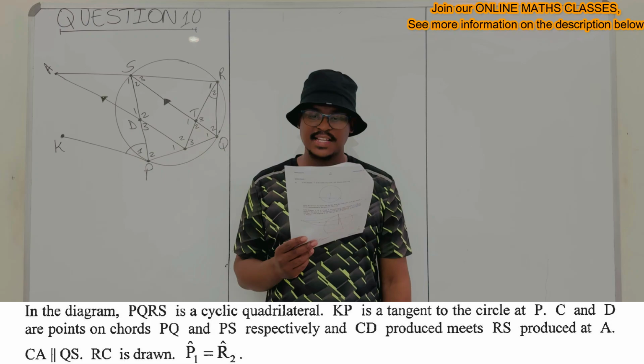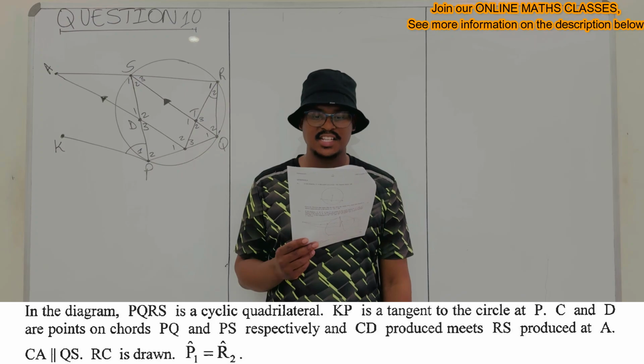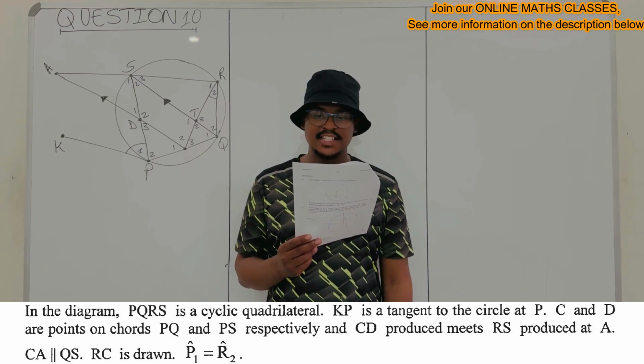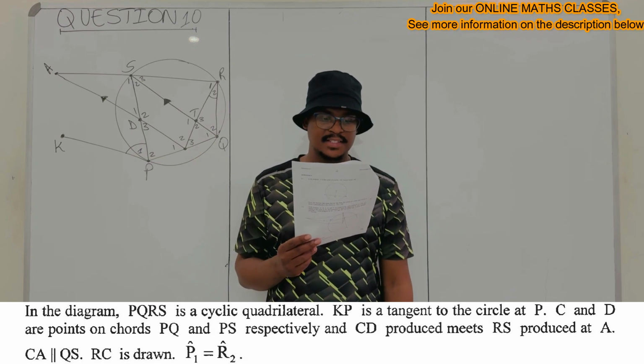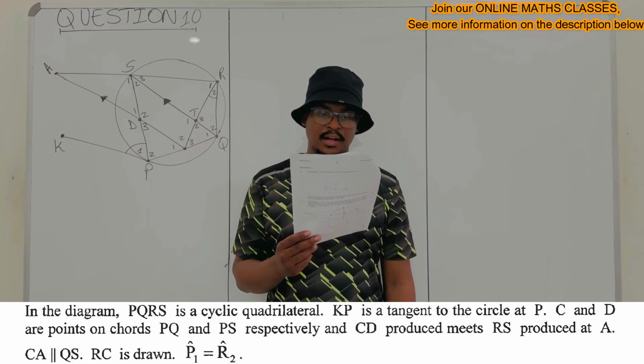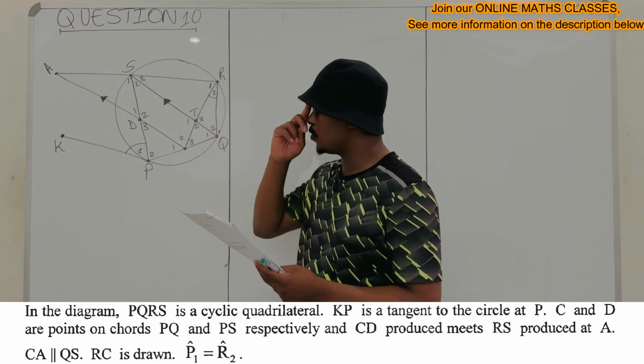KP is the tangent to the circle at P. C and D are points on chords PQ and PS respectively, and CD is produced to meet RS at A. CA is parallel to QS, RC is drawn, and you're told that angle P1 is equal to angle R2. Let's have a look here.